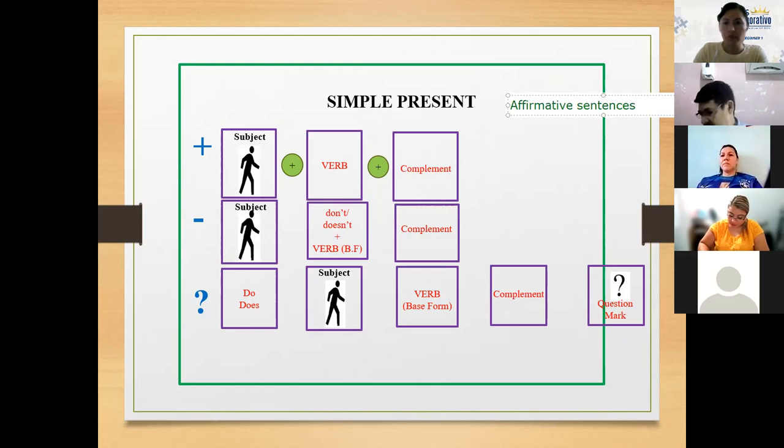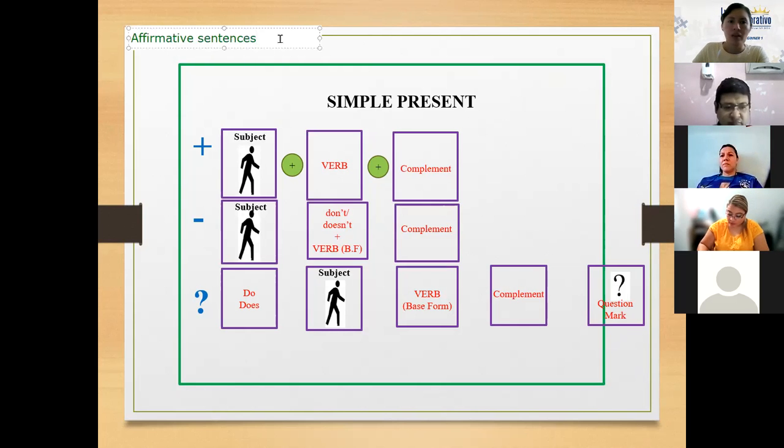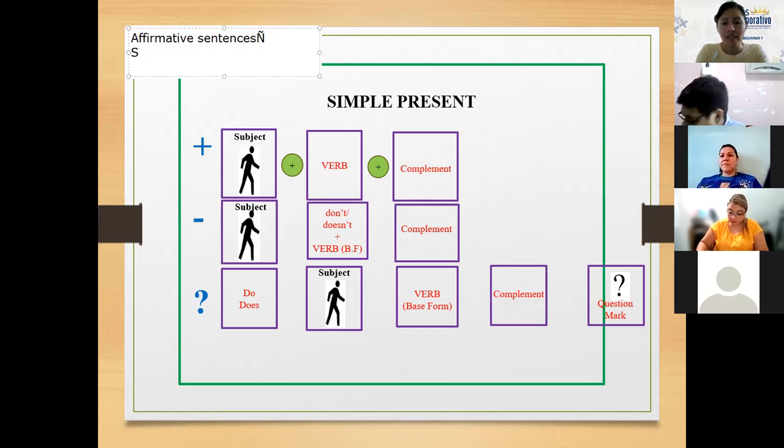Muy bien. Comencemos con affirmative sentences. And let's begin with the following one. Solo déjenme cambiar el color porque siento que es mucho verde. Affirmative sentences. Muy bien.